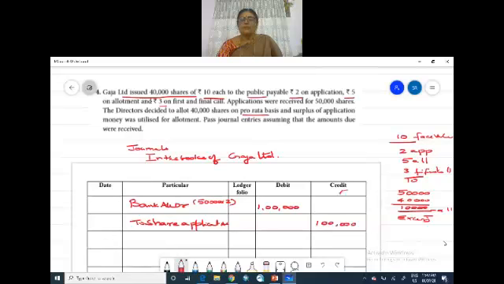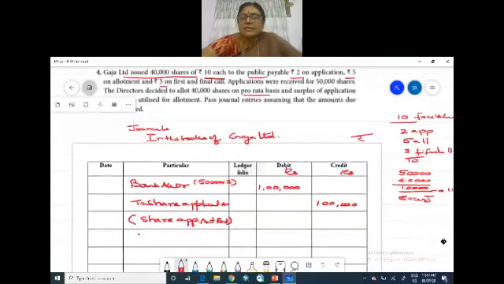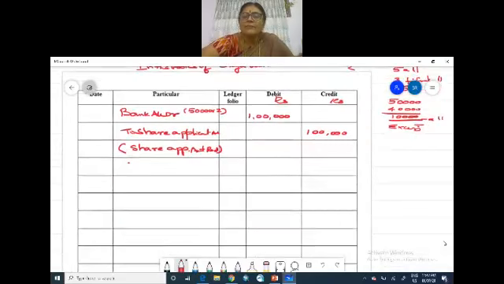You can write your rupees in the column, either here or here. Okay. So being share application amount received. Share application amount. Due to lack of space, I'm just writing in short form. Okay, then what is the next journal entry? Let me just pull up this screen.